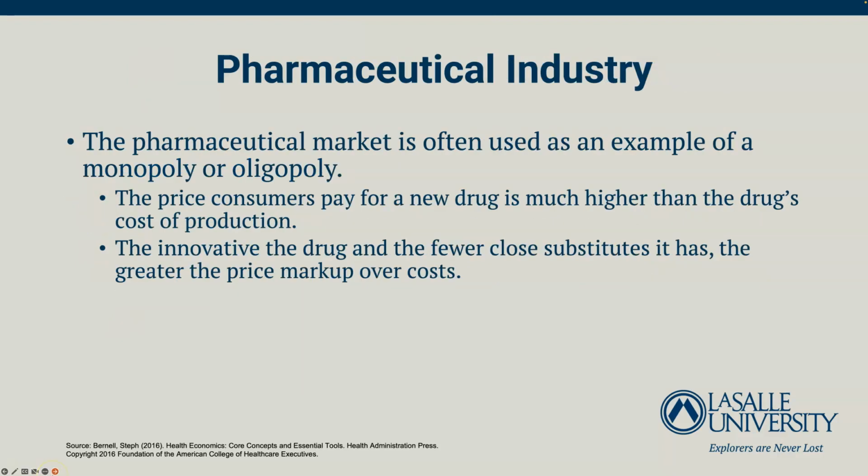The granting of monopoly power is why the pharmaceutical market is a textbook example of a monopoly or an oligopoly. Here, the price consumers pay for a new drug is much higher than the drug's cost of production. And the more innovative the drug and the fewer close substitutes it has, the greater the price markup over cost the firm can charge.